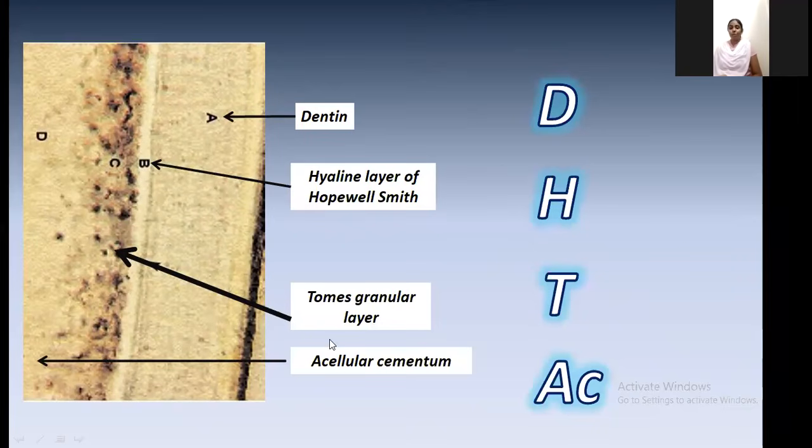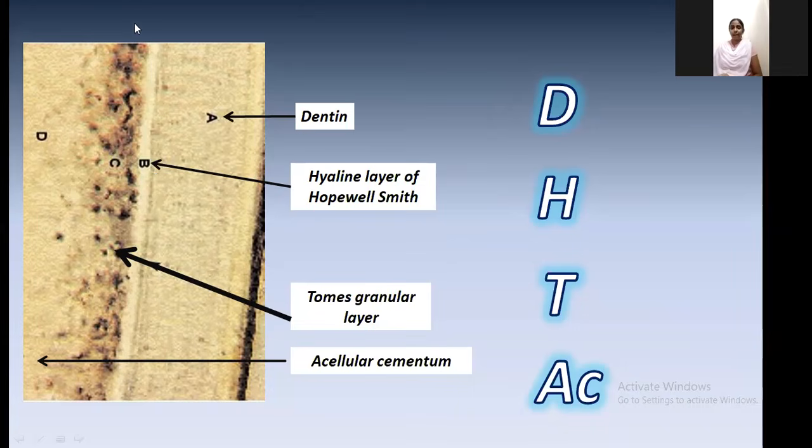You should know how to identify the hyaline layer of Hopewell-Smith, students. For that, remember the following mnemonic: D, H, T, and AC. From the inner surface to the outer surface, D, H, T, and AC. If you can see in this image, A is D, dentin, followed by H. This light colored, narrow band is H, the hyaline layer of Hopewell-Smith.